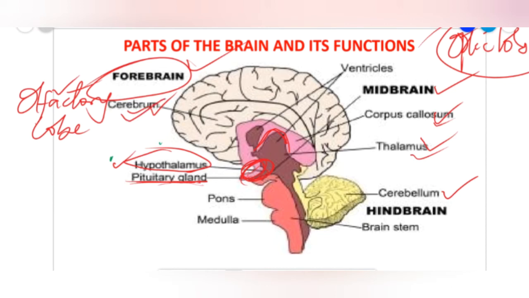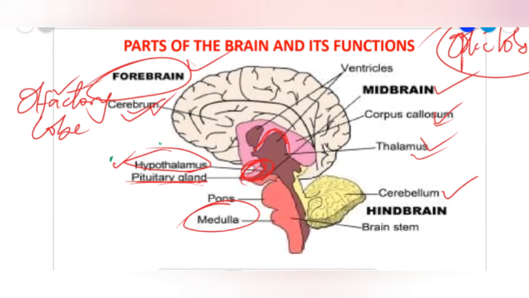Now, after the cerebellum, we have the medulla oblongata. The medulla oblongata controls many involuntary actions, especially when we talk about respiration. When we talk about respiration, digestion, heartbeat, constriction or dilation of blood vessels, those involuntary actions that happen inside the body, the regulation of all of them is coordinated by the medulla oblongata.